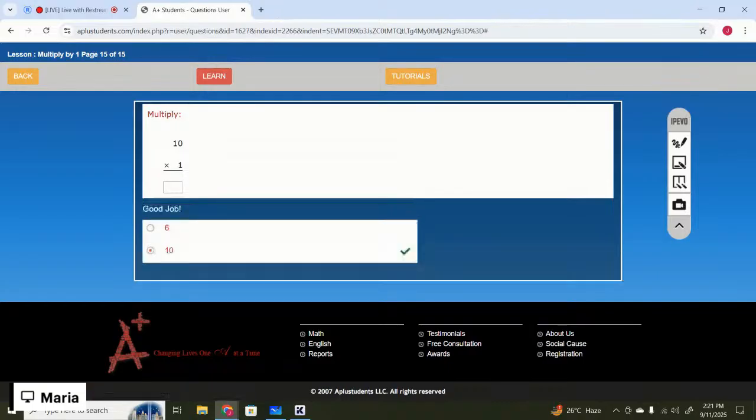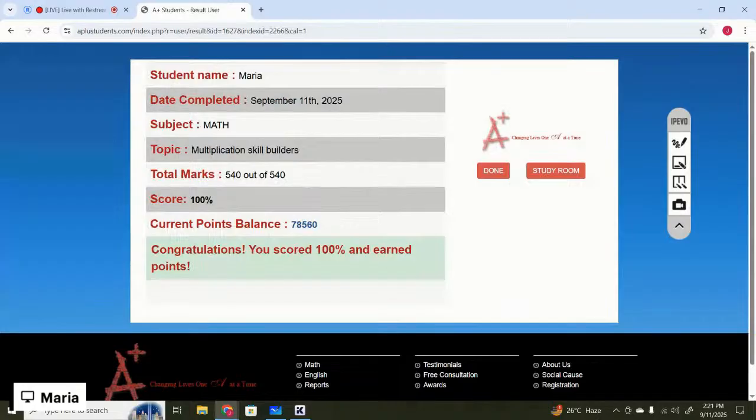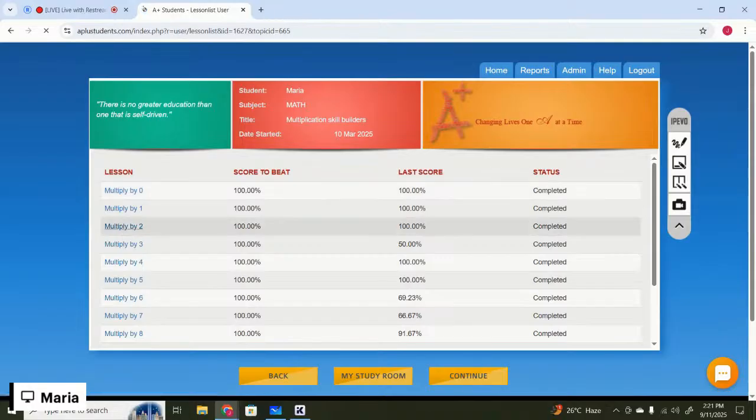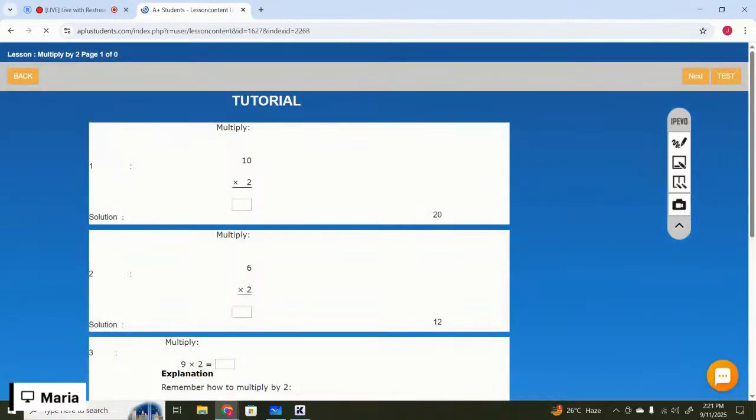Okay, we are done with the lesson. Let's just move on to the next lesson. The next lesson is multiply by 2. So now we are going to learn how to multiply numbers by 2.